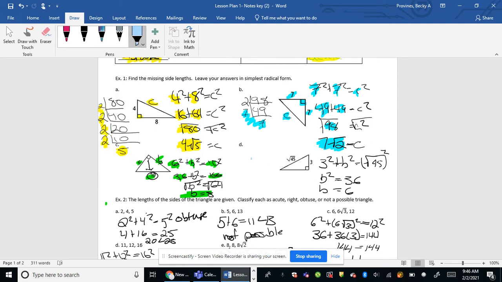For D, the same thing is happening. We already know the hypotenuse, or the side opposite that right angle, is root 45. So now we're looking for another leg. We're going to label that B. So we've got a 3 and a B, so 3 squared plus B squared is going to equal root 45 squared. So when we have root 45 squared, that means that we are taking the square root of 45 times the square root of 45.